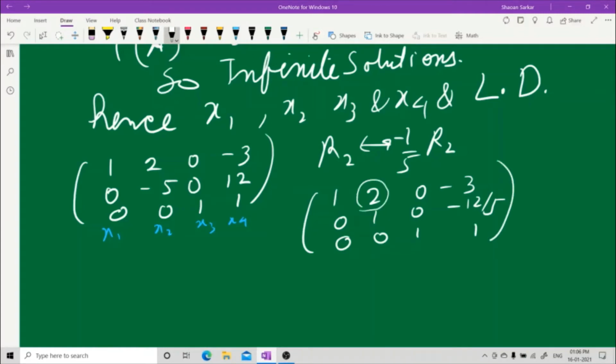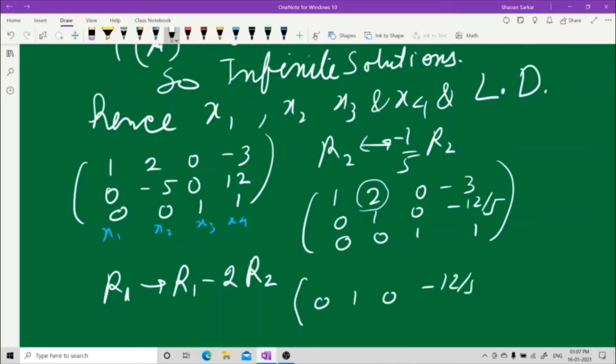Now what I do is that R1 is R1 minus 2 R2. So now what I will get is 0, 1, 0, minus 12 by 5 while writing those rows. 0, 0, 1, 1. And then 1 minus 0 is 1. 1 minus 0 is 1. 2 minus 2 is 0. 0 minus 0 is 0.